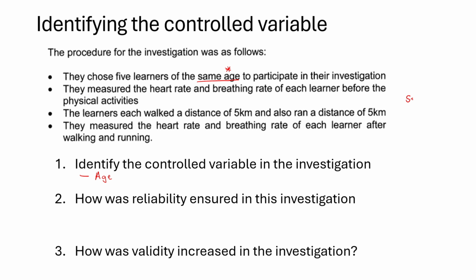Sometimes you can see the word same, or you can see the word only. Those words will suggest that something is not changing, it is a controlled variable. Remember, the independent variable changes. The dependent variable is the results. The controlled variable remains the same. It is something that is kept constant.